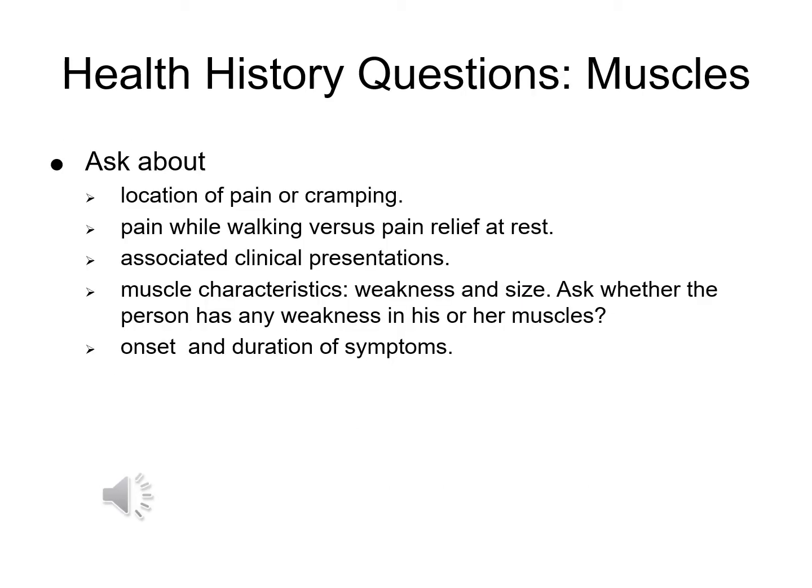So when we're asking health history questions on the muscles, you want to ask about different locations or cramping. So is the muscle pain more of a cramp, or is it a severe pain? Is it a shooting pain? Is it stabbing? Do they have more when they walk or when they're sitting down? What's the quality of the pain? Does it feel like it's aching, stiff, sharp, dull? How severe is the pain?